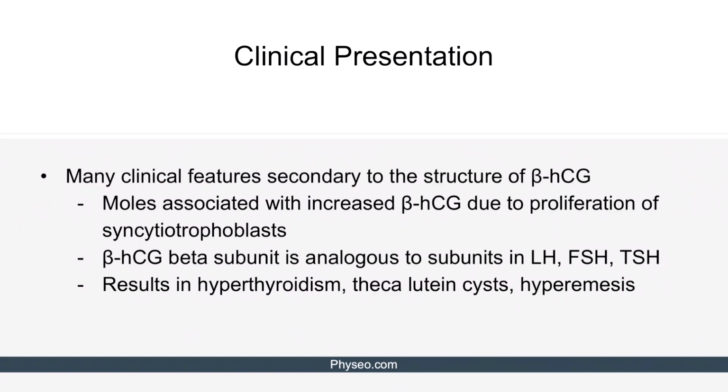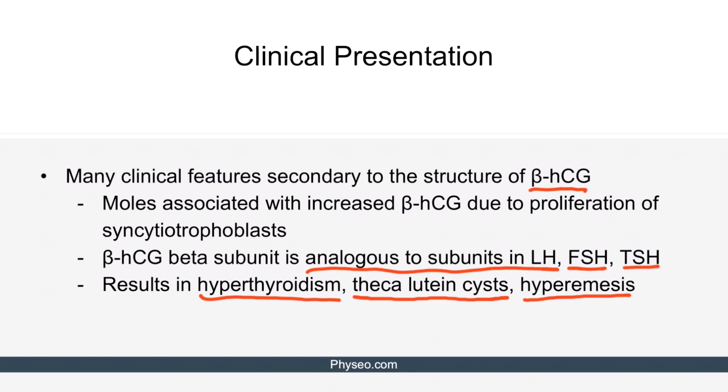Several of the clinical features associated with complete molar pregnancies are due to the increased levels of beta-HCG that are seen secondary to syncytial trophoblast proliferation. This is due to the fact that the beta subunit in the structure of beta-HCG is analogous to subunits of other hormones, such as LH, FSH, and TSH. Therefore, the excessive levels of beta-HCG can cause the body to respond as if there were excessive levels of these hormones as well. This leads to hyperthyroidism, stimulation of the ovaries by gonadotropins, resulting in cysts, as well as hyperemesis. However, these are usually late findings in complete molar pregnancy because they require weeks of significantly elevated levels of beta-HCG in order to develop.